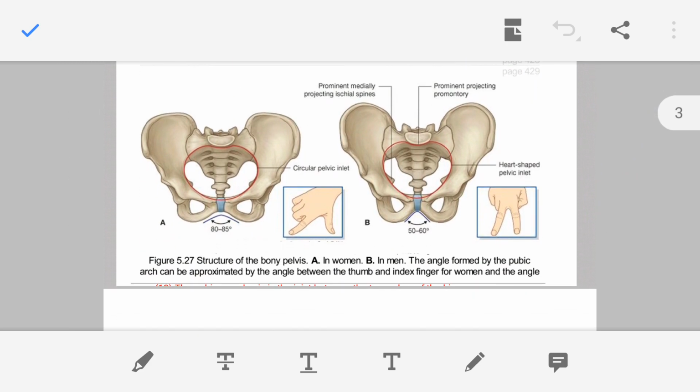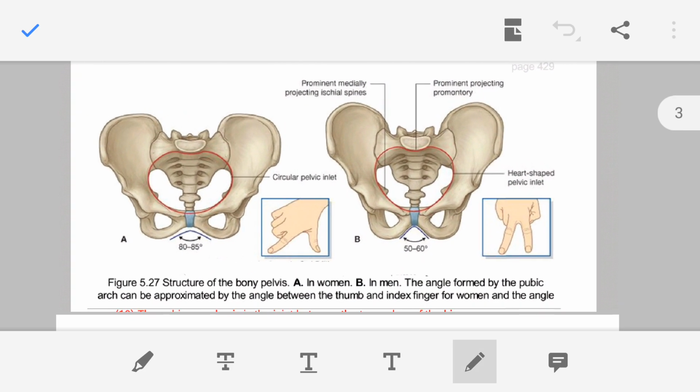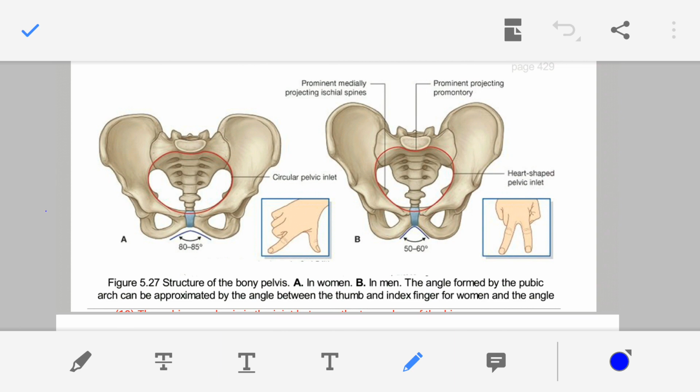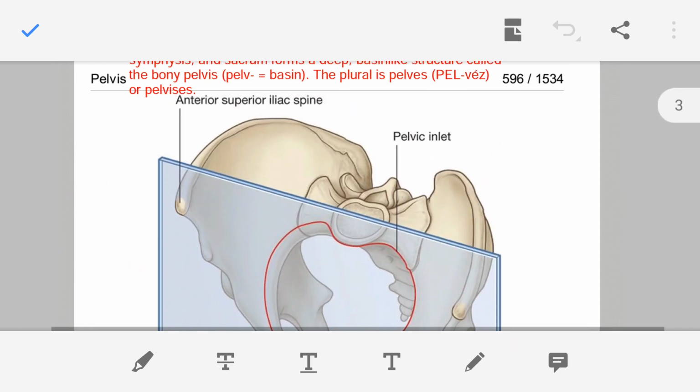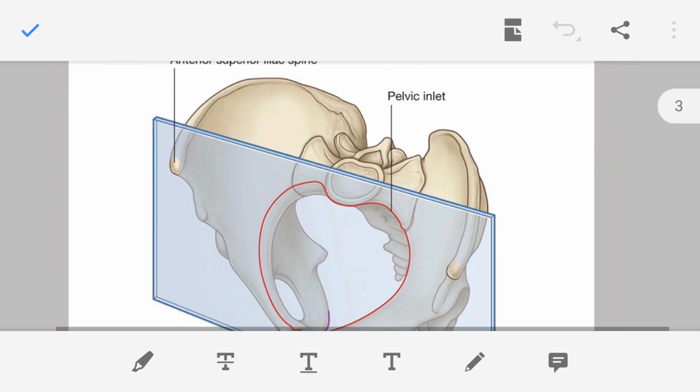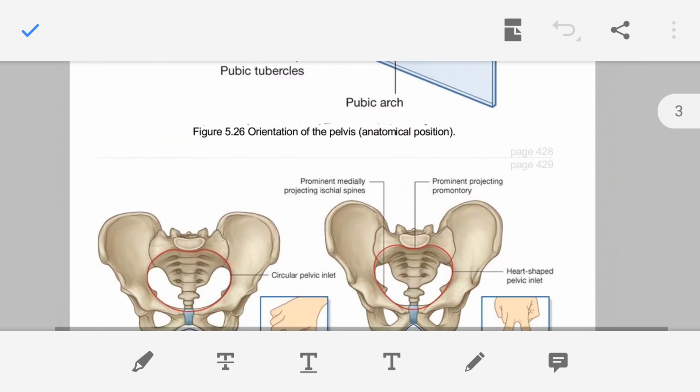Now in this figure, as you can read, on the left hand side, this one, A, they are showing the structure of the bony pelvis in woman, and this figure B, they are showing the structure of the bony pelvis of men. So this is the bony pelvis of man and this one is the bony pelvis of woman. So this is regarding the third point, the bony pelvis. Now moving on to the fourth point of our discussion.